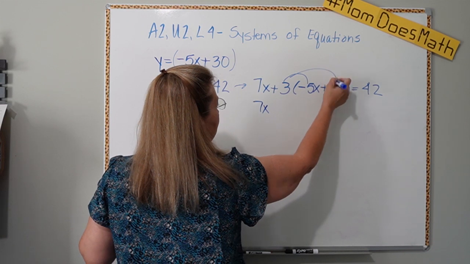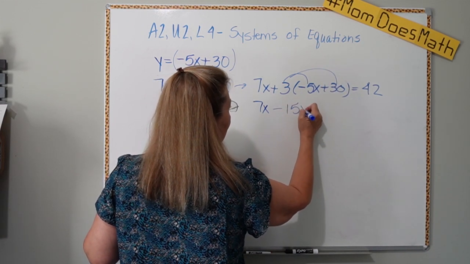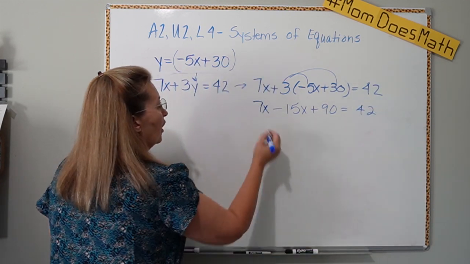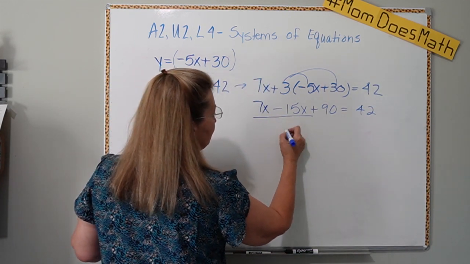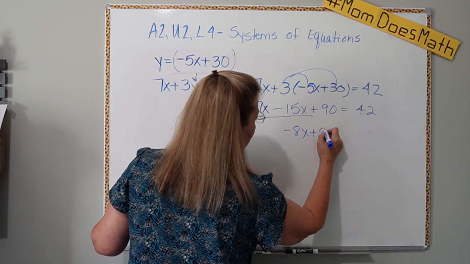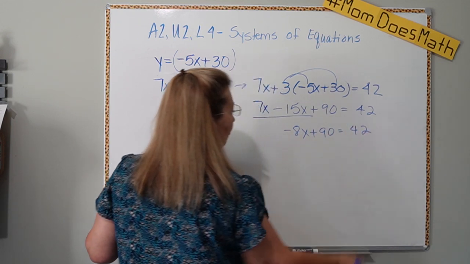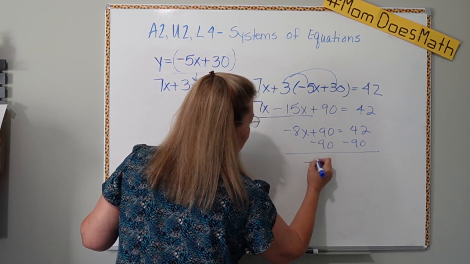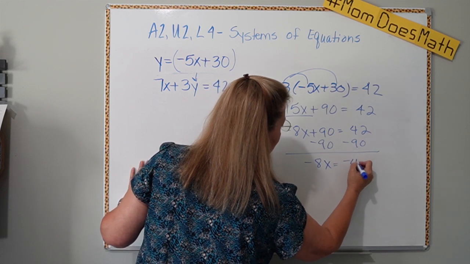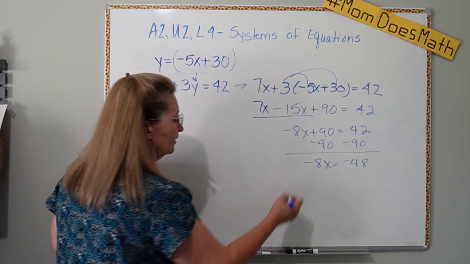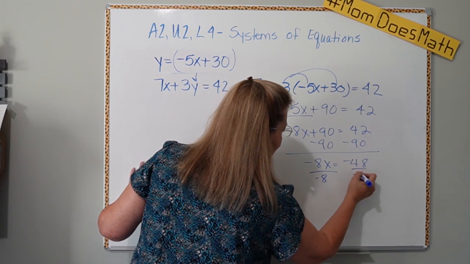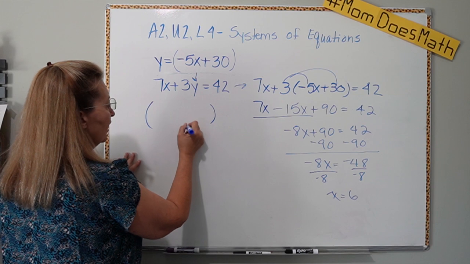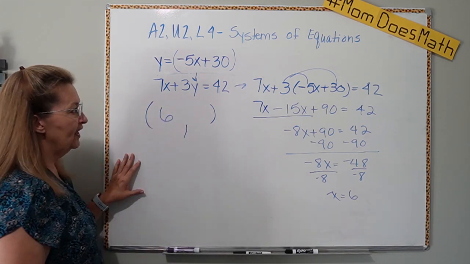7x. All right, when I distribute the 3, I get minus 15x plus 90 equals 42. All right, combining terms, 7x minus 15x is -8x plus 90 equals 42. I'm going to subtract 90 from each side, and that's going to give me -8x is equal to -48. Divide both sides by -8, and x is equal to 6. So as far as my ordered pair goes, I just found x, so I'll put that here.